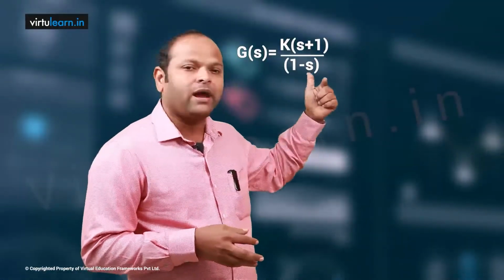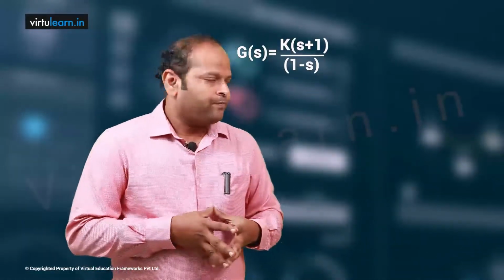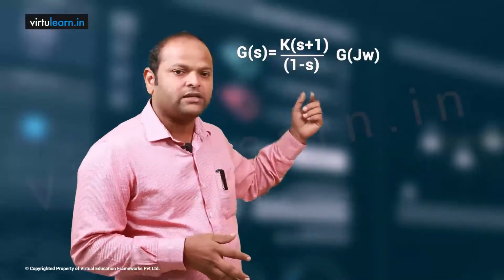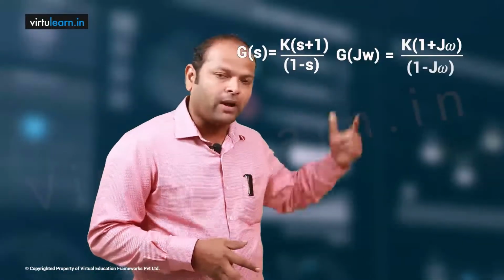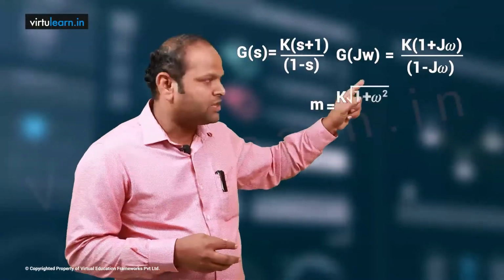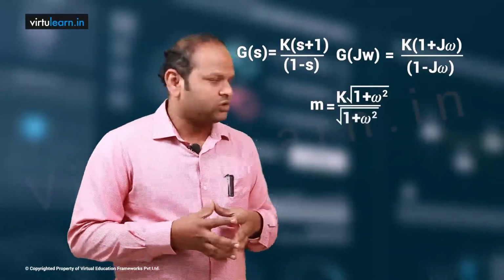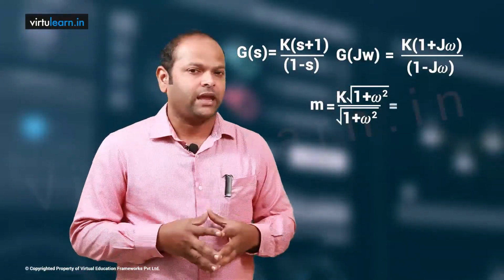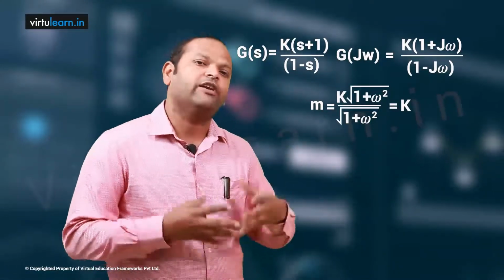Since we have 1 minus s, which indicates it's a special case, write G H of j omega. G H of j omega is K as it is, (1 plus j omega) divided by (1 minus j omega). The magnitude is K into root of (1 plus omega square) upon root of (1 plus omega square). So the magnitude numerator and denominator are the same, the remaining is K. That means the magnitude of this particular transfer function is always K.